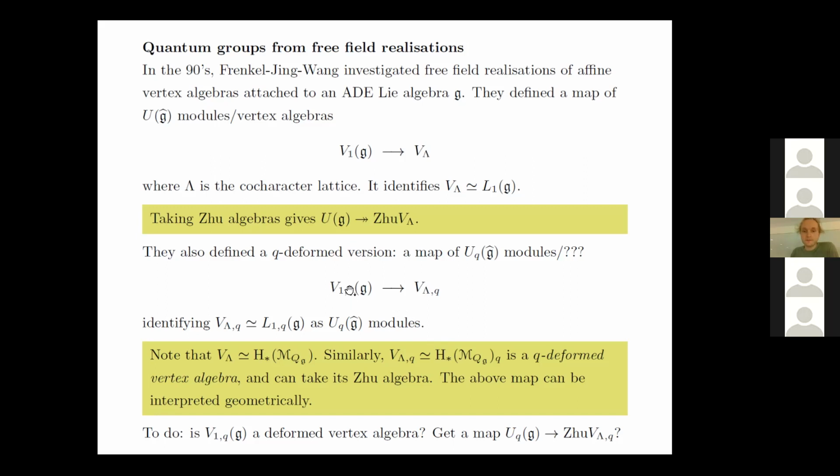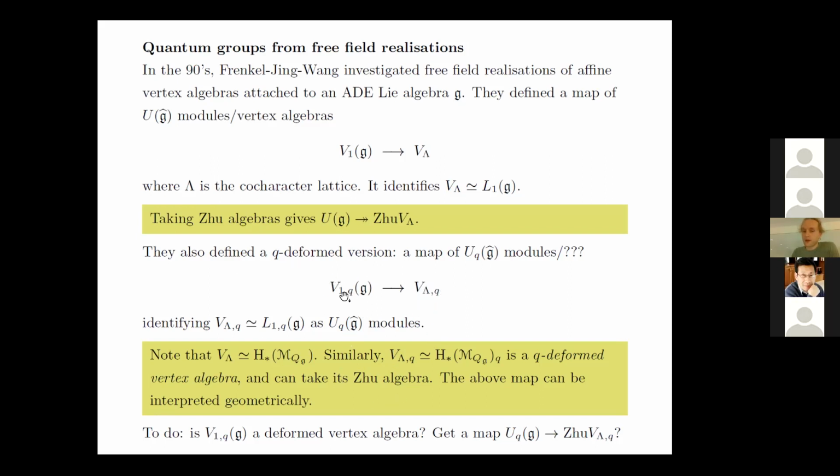And in their point of view, this thing is just a map of UQ of G hat modules. They work with these things called Q vertex operators, and they don't really have a notion of Q-deformed vertex algebra. So the thing I'm working on at the moment is to get a map from UQ of G to the Joule algebra of this Q-deformed vertex algebra.